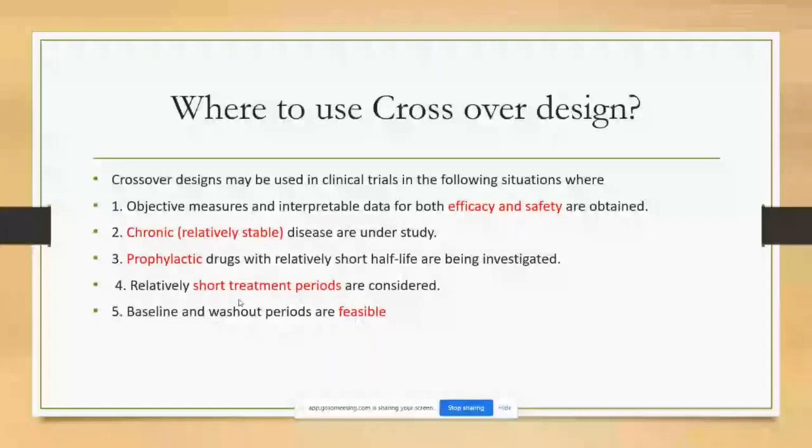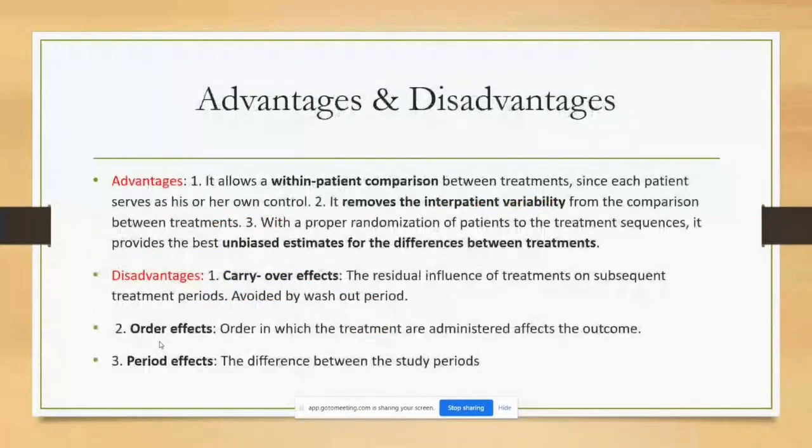Prophylactic drugs, meaning preventive-acting drugs, are more suitable, and those with relatively short half-life are being investigated. Relatively short treatment periods are considered, say 8 days or 15 days at max. And later, after the washout period, we need to give another intervention and check which one is better. So baseline and washout periods are feasible to the practitioner or researcher. What are the advantages and disadvantages of this study?